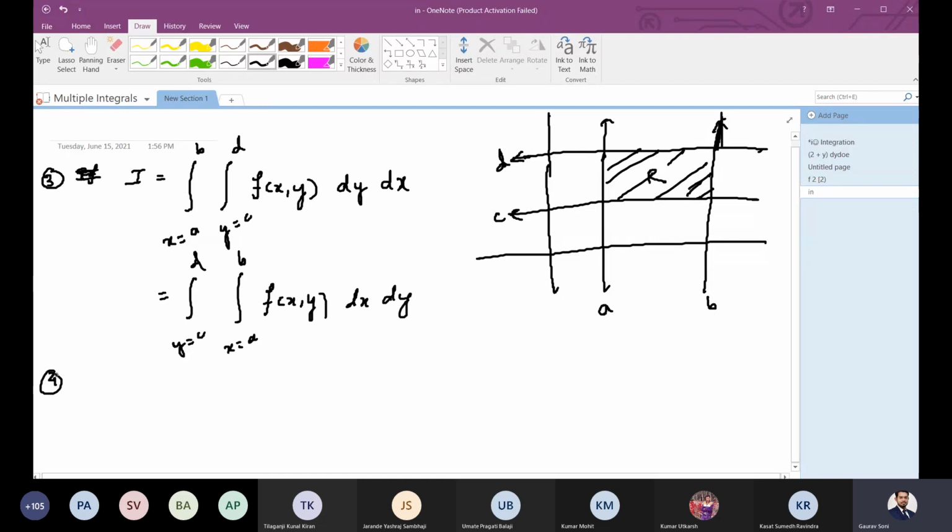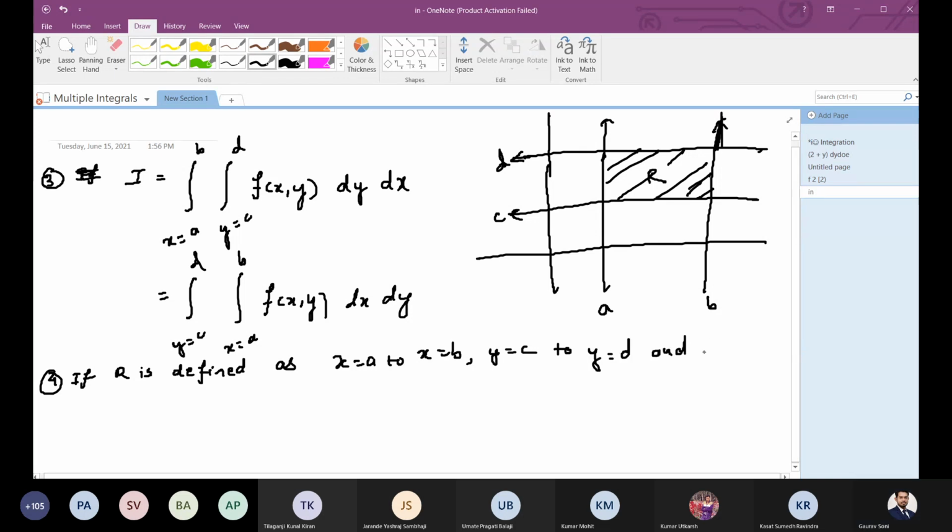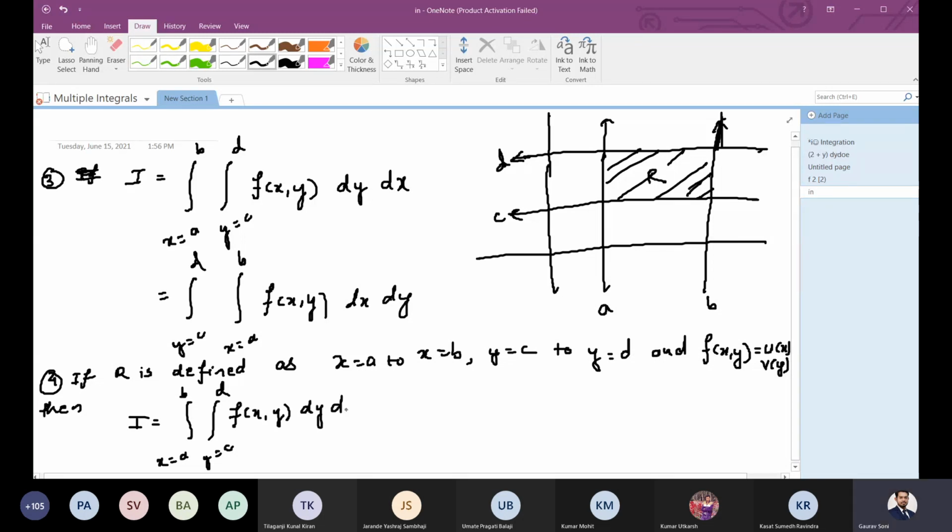Fourth and the most important. If R is defined as x equal to a to x equal to b, y equal to c to y equal to d, and f of x comma y is equal to u of x times v of y, then I is equal to the integration x from a to b, y from c to d, of f of x comma y, dy, dx.